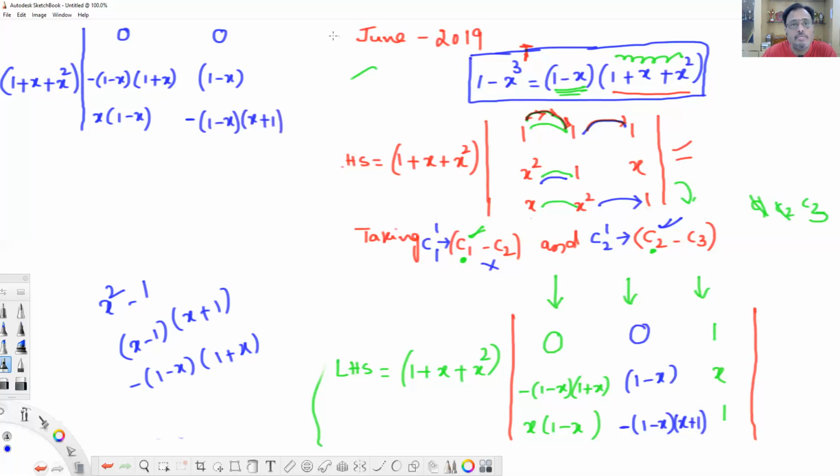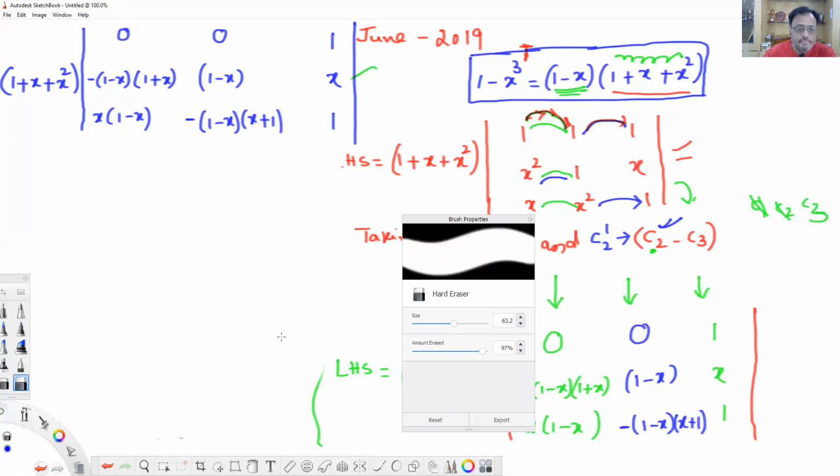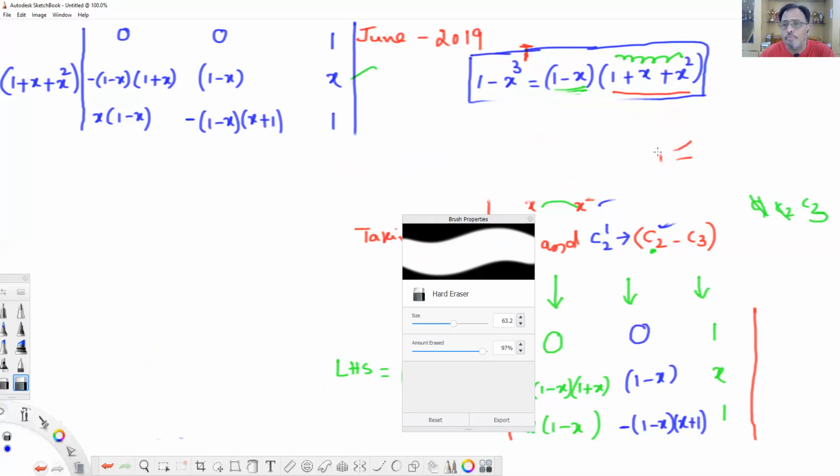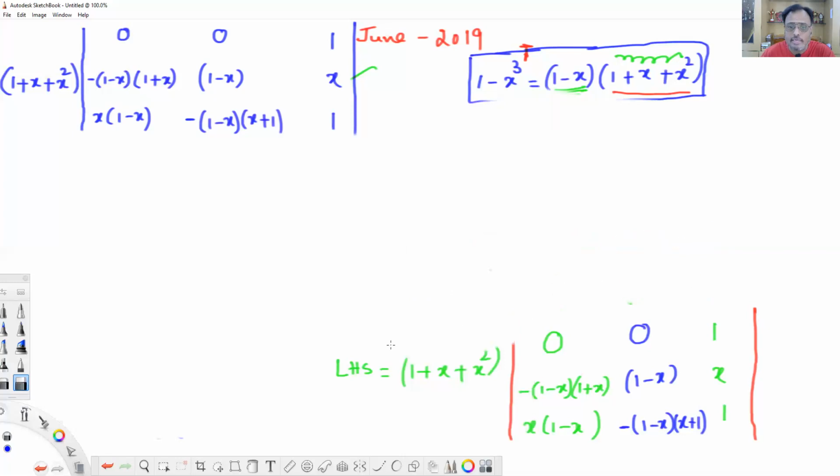Next third column is 1, x and 1. So this is the determinant. Now we got it, final determinant. So this is the determinant. Now we got it. 1 minus x whole cube is the required answer for us. My dear students, once again check it now.